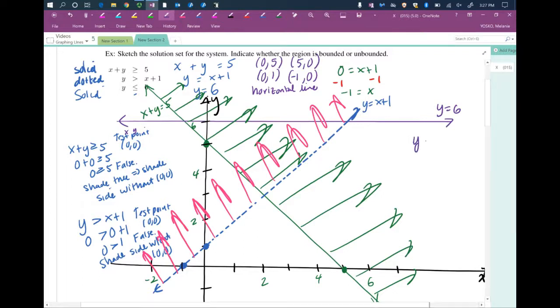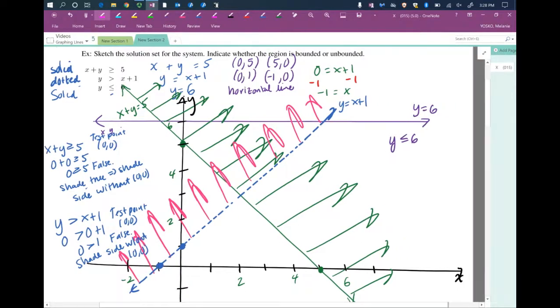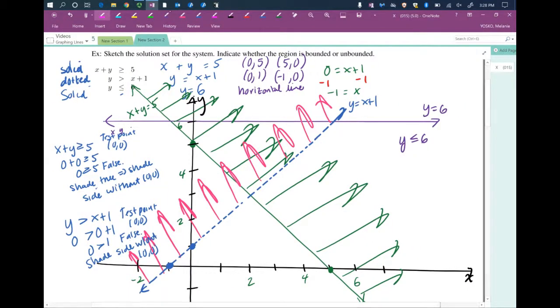And we have one more. We have y is less than or equal to 6. So again, here is y equals 6. Here's 0, 0. 0, 0 is not on that line. So it is appropriate for me to use 0, 0 as a test point. 0 is less than or equal to 6. Well, this time that's a true statement, right? I shade the true, so I'm going to shade the side of that line that contains 0, 0. So now I'm shading down like this.